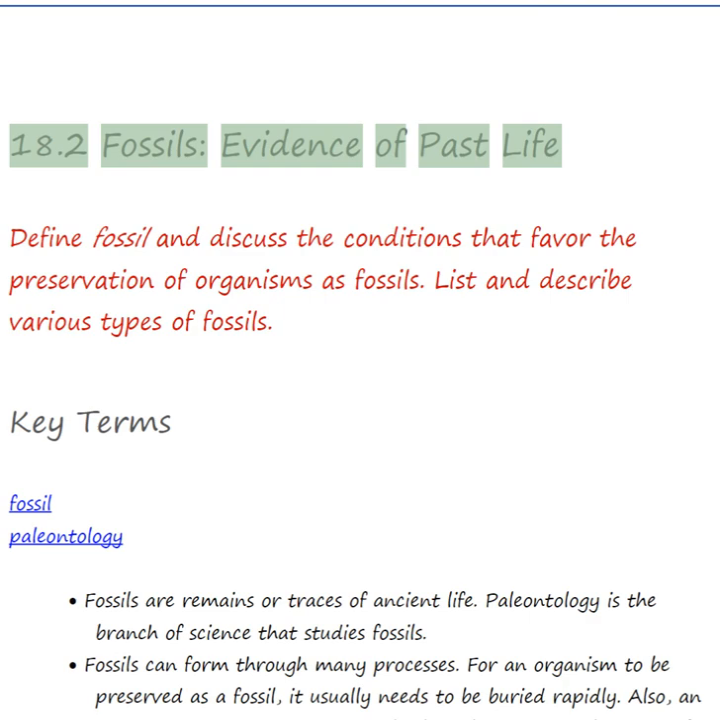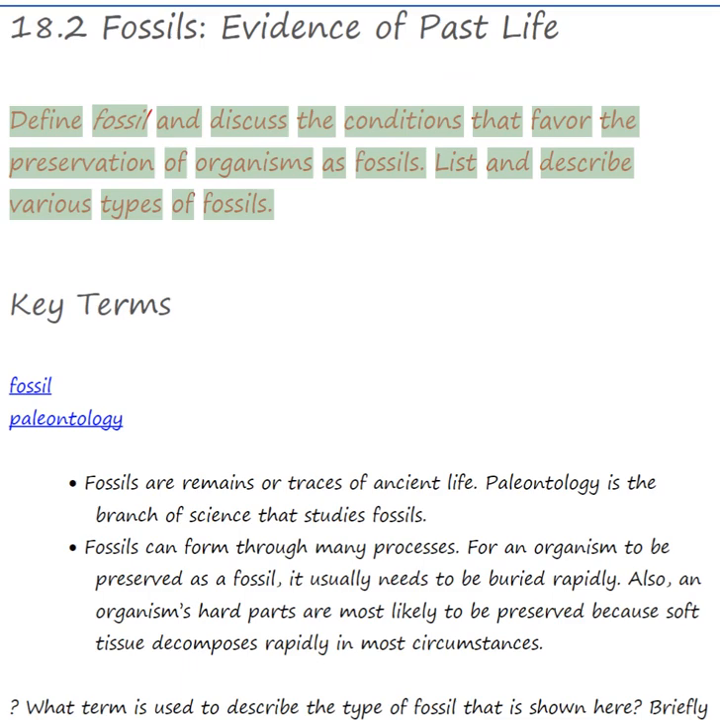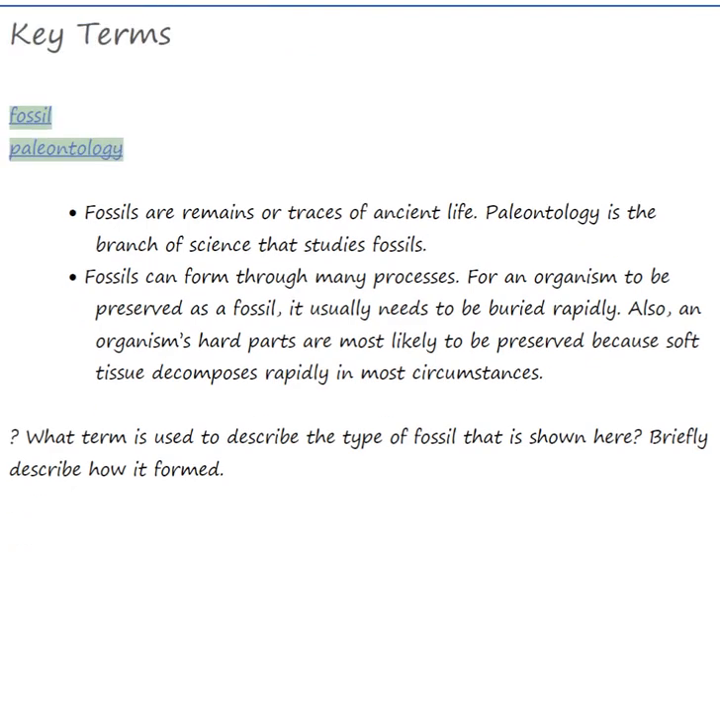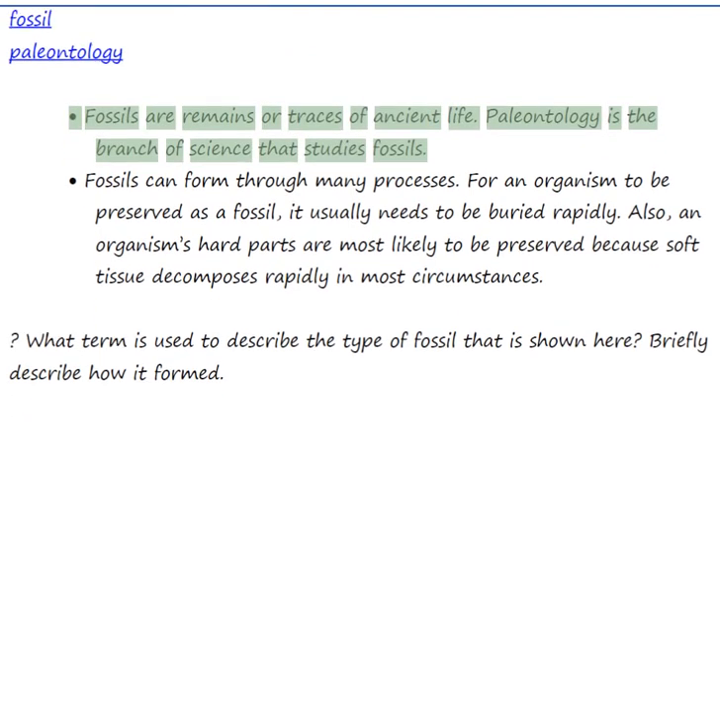18.2 Fossils, evidence of past life. Define fossil and discuss the conditions that favor the preservation of organisms as fossils. List and describe various types of fossils. Key terms. Fossil, paleontology. Fossils are remains or traces of ancient life. Paleontology is the branch of science that studies fossils.